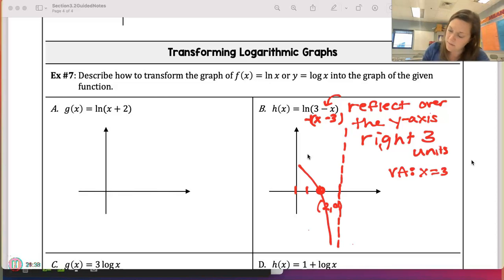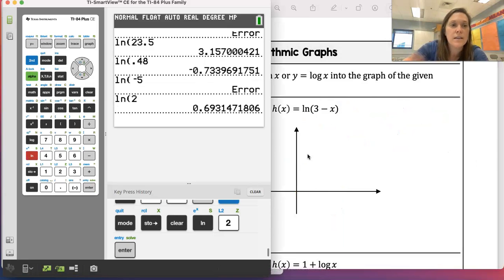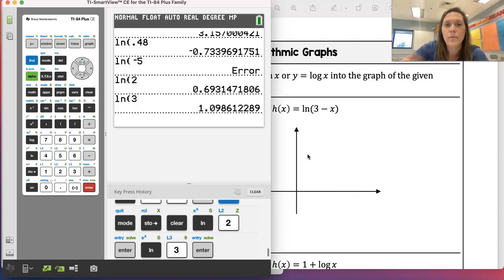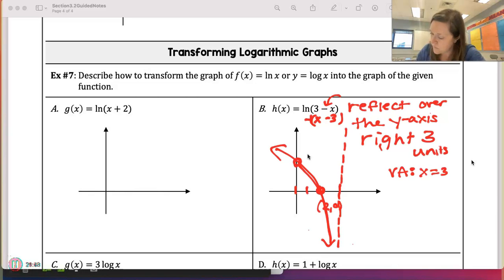So dot it down. That was not very straight. And then up, I can find my y-intercept. If I plug in 0, then it's the natural log of 3. Natural log of 3 is 1.09, so 1.1-ish. There it is. Hopefully yours looks a lot better than mine.